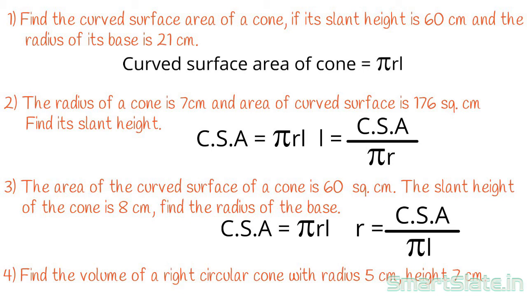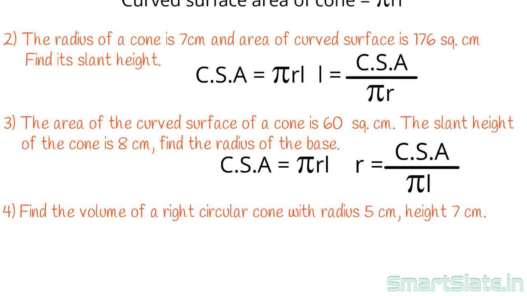Let's look into another problem. Find the volume of a right circular cone with radius 5 cm and height 7 cm. In the beginning of this video, I showed you the formula to find the volume of a cone, which is 1 by 3 into pi r square into h. Substitute the values of radius and height, and you get the answer. Now you have seen simple questions. Let's solve some slightly tricky questions.